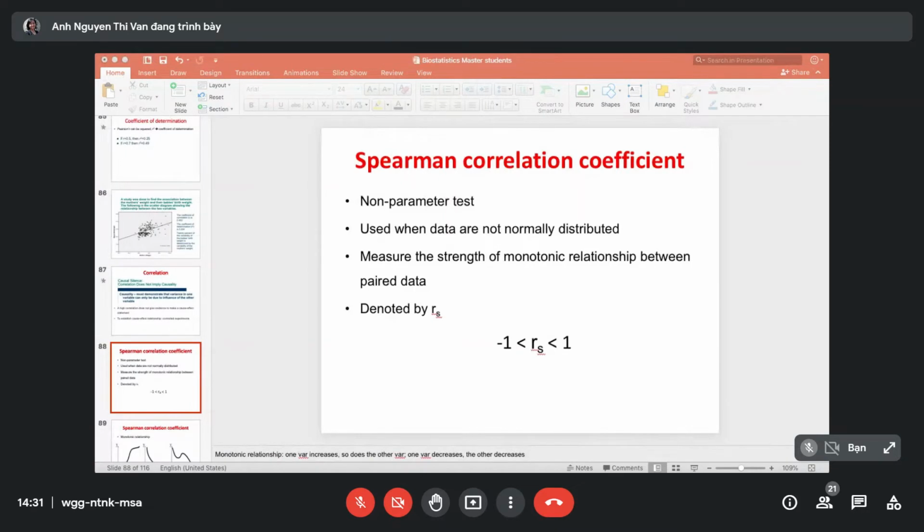Đỗ Đoàn Thu Giang. Yes, Đỗ Đoàn Thu Giang. Can you tell me what you know about the Spearman correlation coefficient? When can we use that?